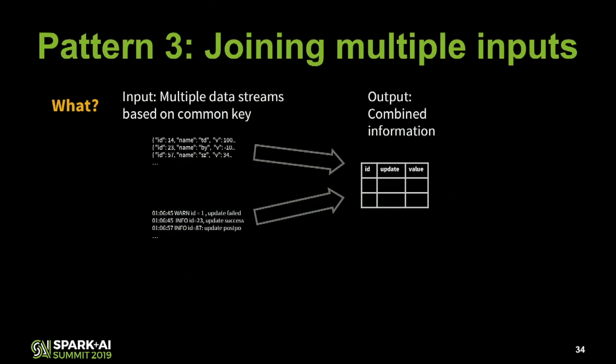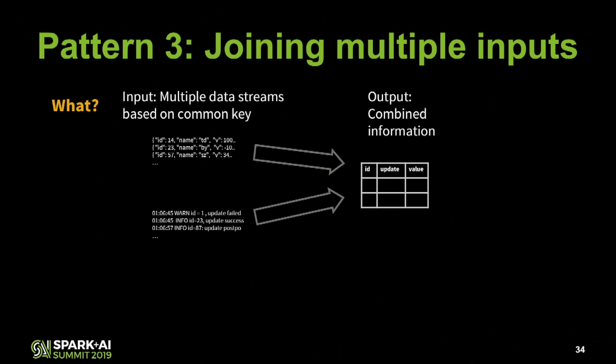The third pattern I'm going to talk about is joining multiple inputs. This is quite common where you have, let's say, two streams of data which have a common key. For example, one stream has sales information of each item that was sold, and the other stream has product information for that item, what was the item's ID, et cetera. And you want to create a final table where the sale information is annotated with additional product information. So this sort of use case is common.